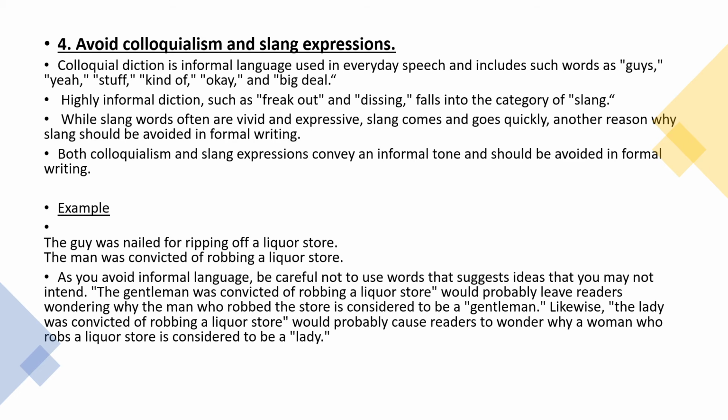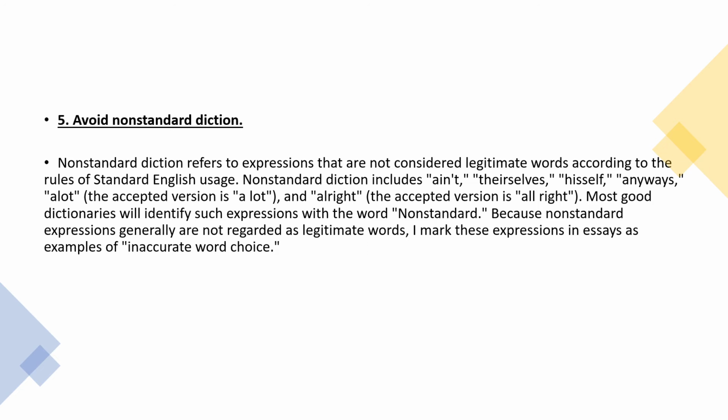Okay. So now the fifth rule is avoid non-standard diction. Non-standard diction refers to expressions that are not considered legitimate words according to the rules of standard English usage. Non-standard diction includes "alot", "theirself", "himself", "anyways". So the accepted version is "a lot" with a gap between a and lot. Okay, and "alright". And the accepted version is "all right", again a gap between both of them.